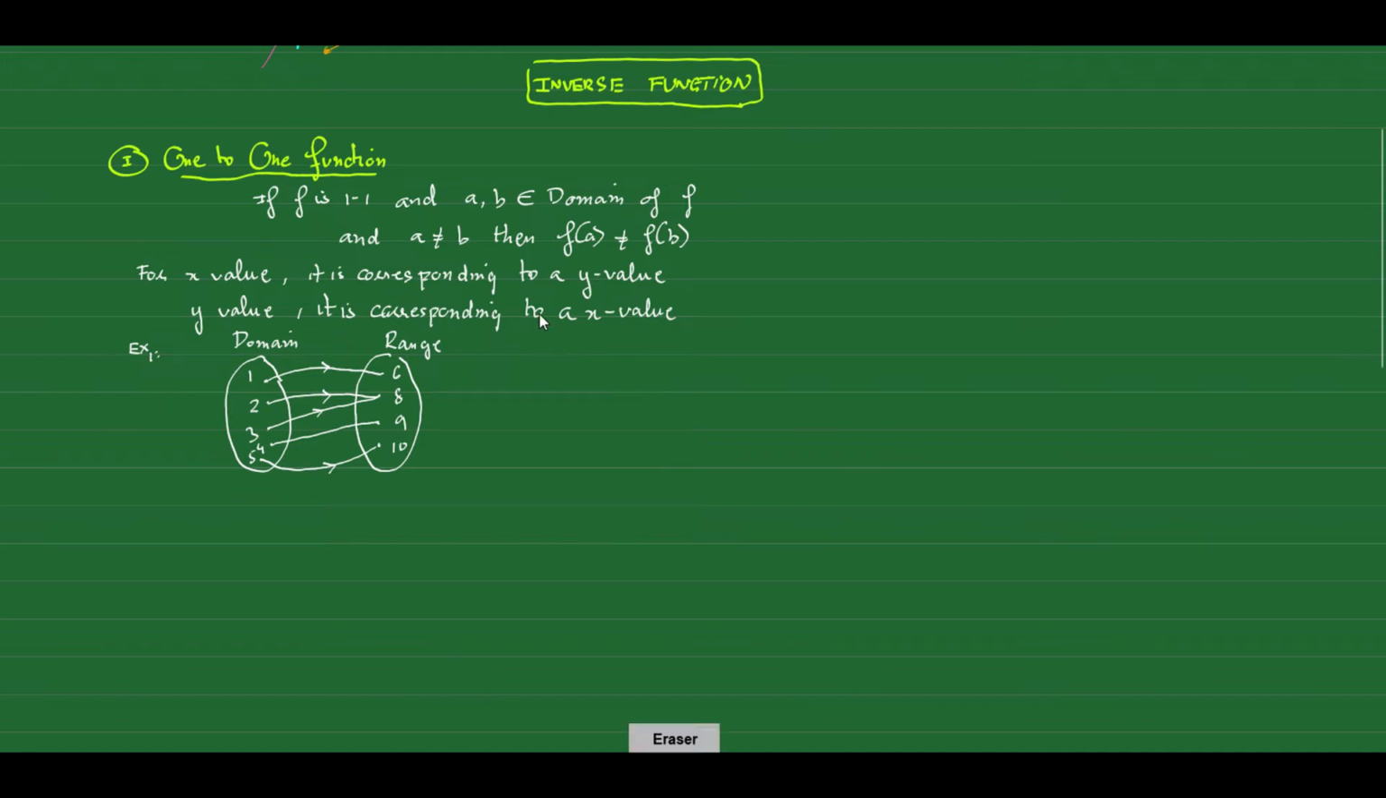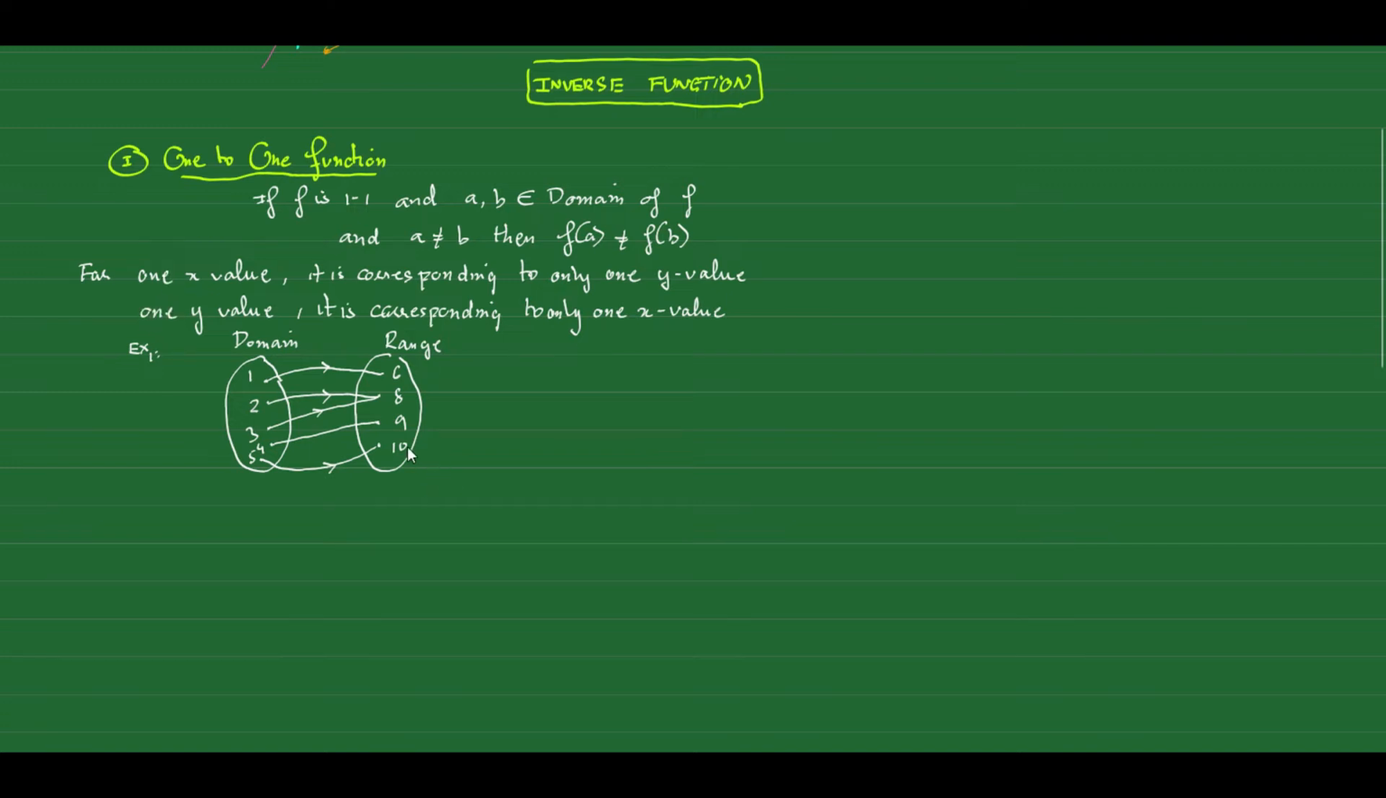I'm going to put over here: corresponding to only one x value. Let me write it. It corresponds to only one x value. There you go, this is better. This is only one y value. For one x value, or one y value.